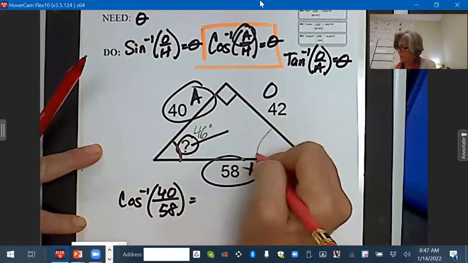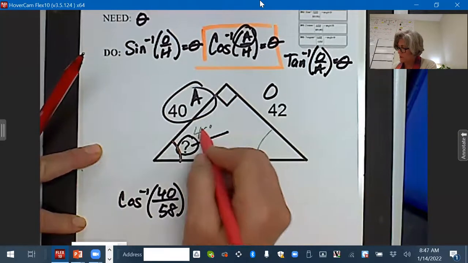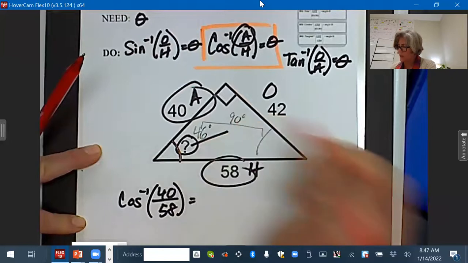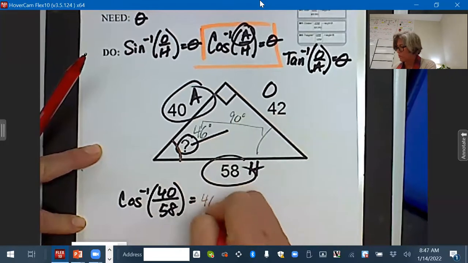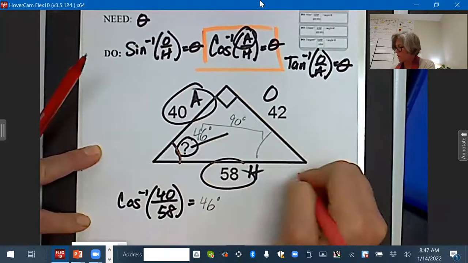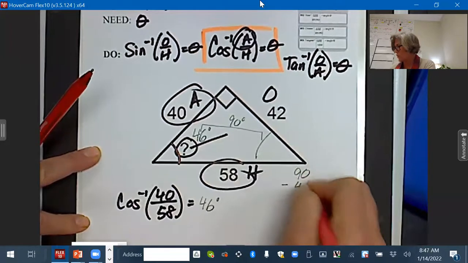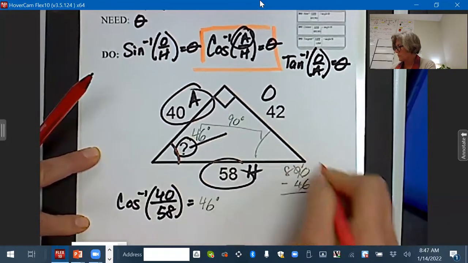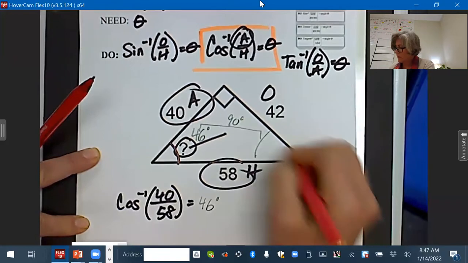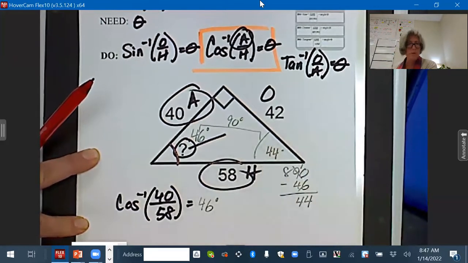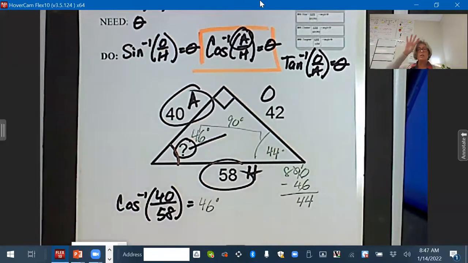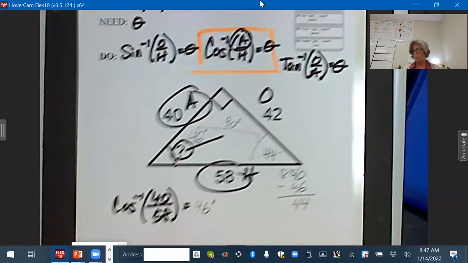And you get this angle, I know because this is 90, these two angles have to add up to 90, so you don't need to do inverse Sohcahtoa here. You just do 90 minus 46. And we get 44 degrees. Ta-da, you're done. So that is all 5 tools.